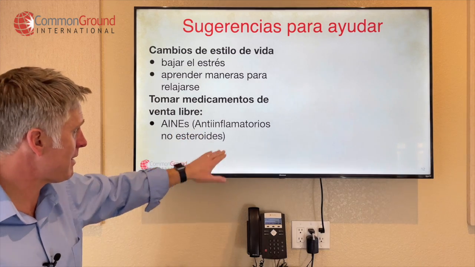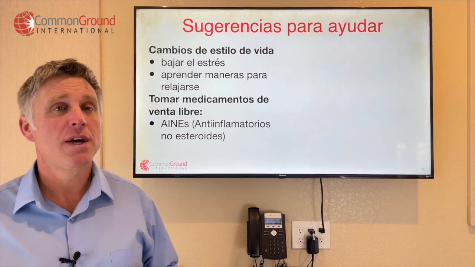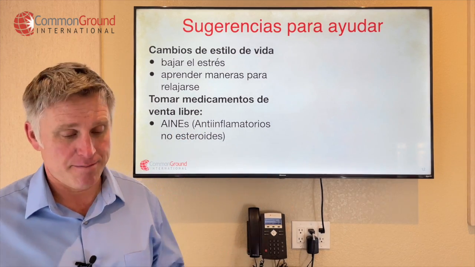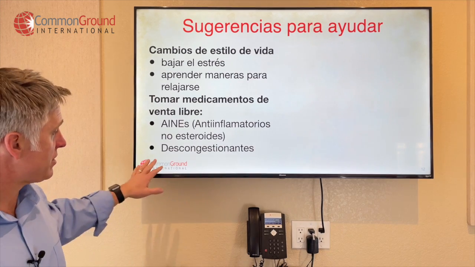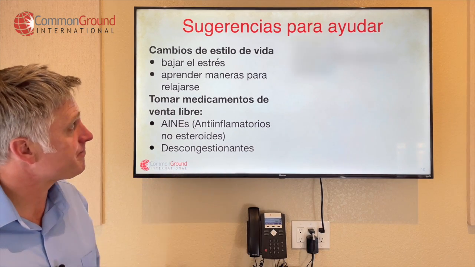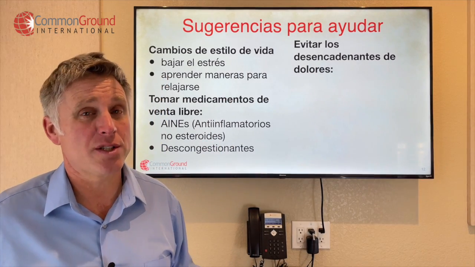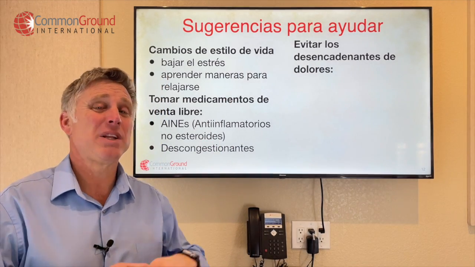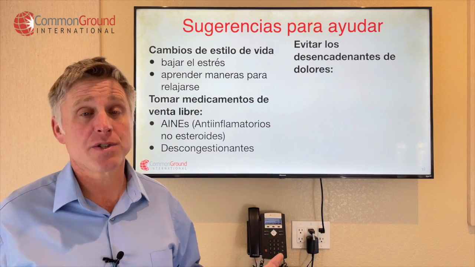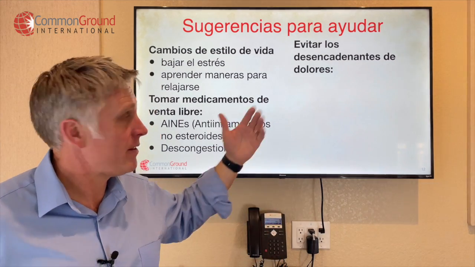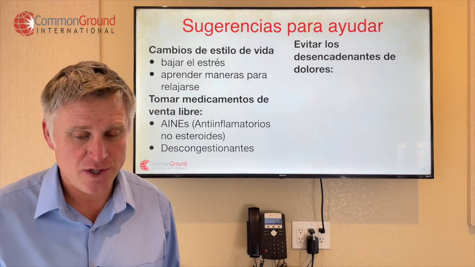AINES, antiinflamatorios no esteroides, como ibuprofen, etc. Okay? Descongestionantes, decongestants. Evitar los desencadenantes de dolores. Desencadenante is a really long word, and it means triggers. So avoid the triggers for headaches.